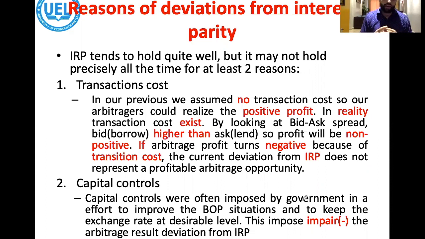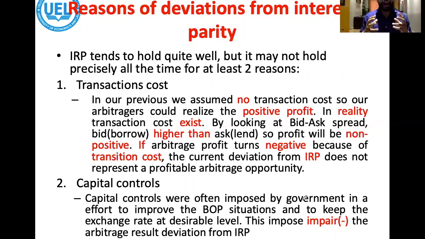And how does government look at it? By looking at the balance of payment. That's what we looked at before: current account, capital account, official reserves account, and statistical discrepancies. So mainly the capital and the current account. The capital account is more about investment, because the current account is about import and export of goods and services, mainly goods. That's why capital controls were often imposed by government in efforts to improve the balance of payment situation.